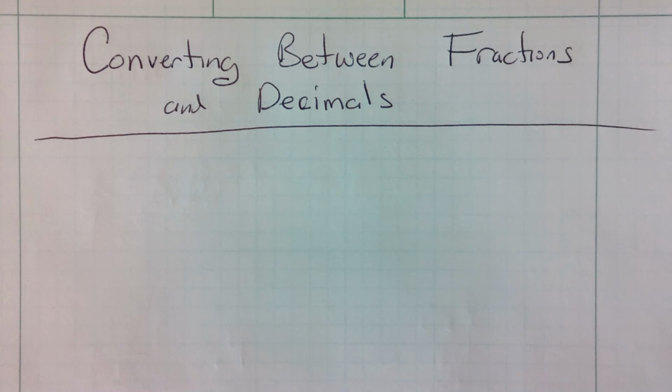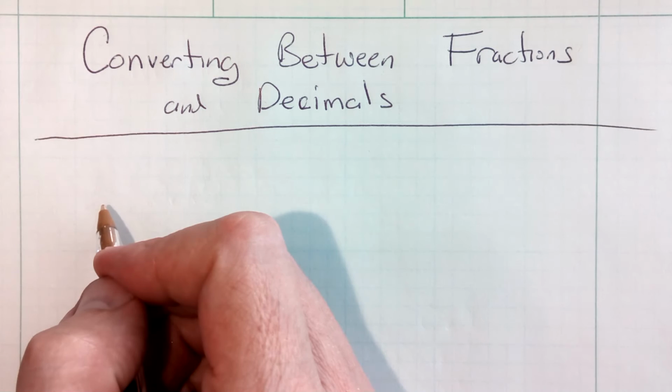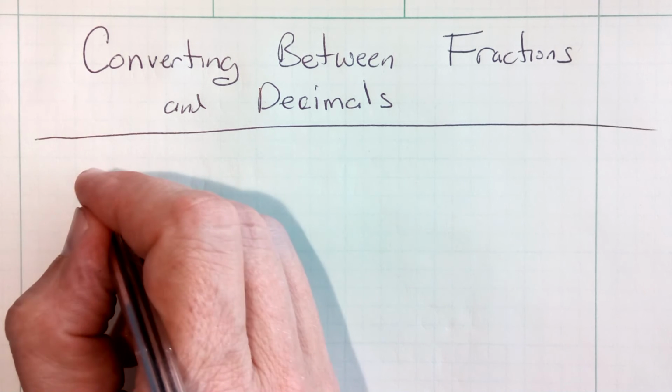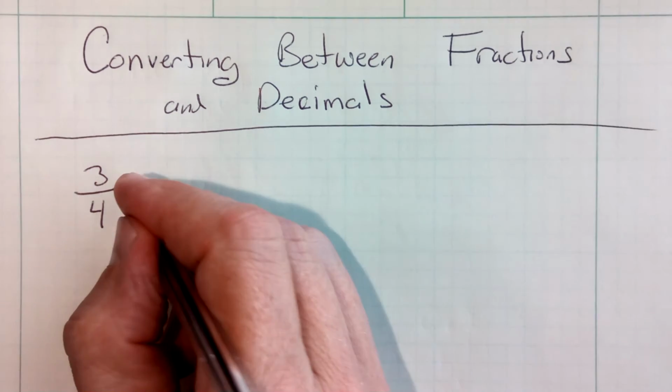Welcome. Today's lesson is on converting between fractions and decimals. Let's first go from a fraction to a decimal, because that really is the easiest. If I give you the fraction 3 over 4, we want to be able to write that as a decimal.